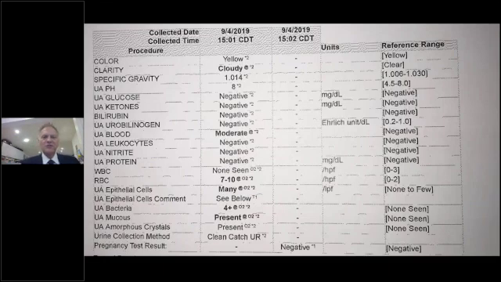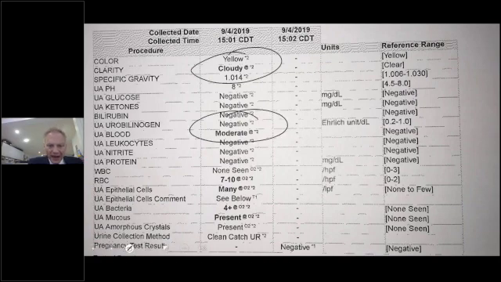Okay, so now look at this. This is the part I wanted to get to. Now, remember, the white blood cell is 8.5 or something in that area. Neutrophils are at 70%. Now look at this. She has cloudy urine. She has blood in the urine, and drum roll, please, she has 4+ bacteria.